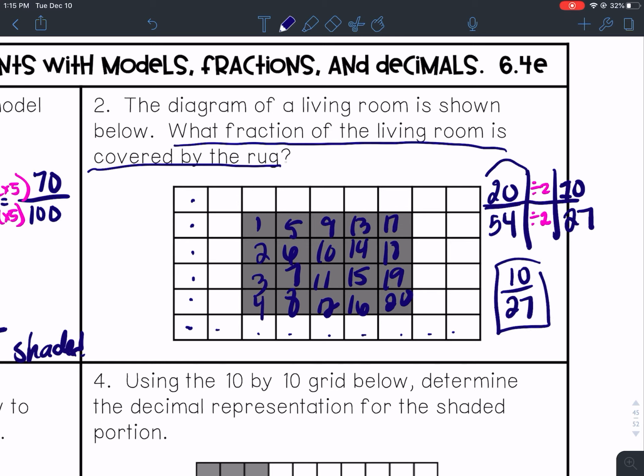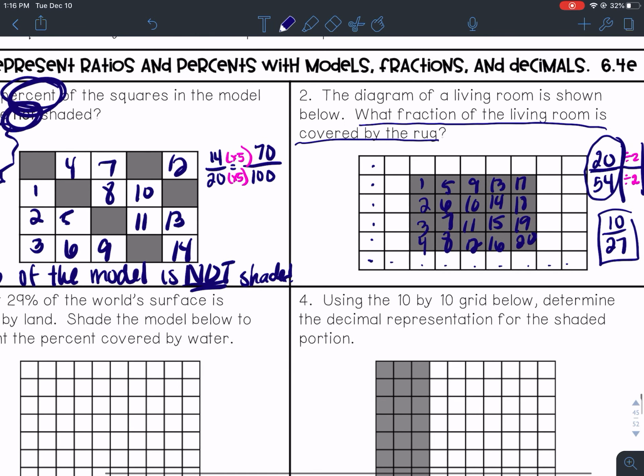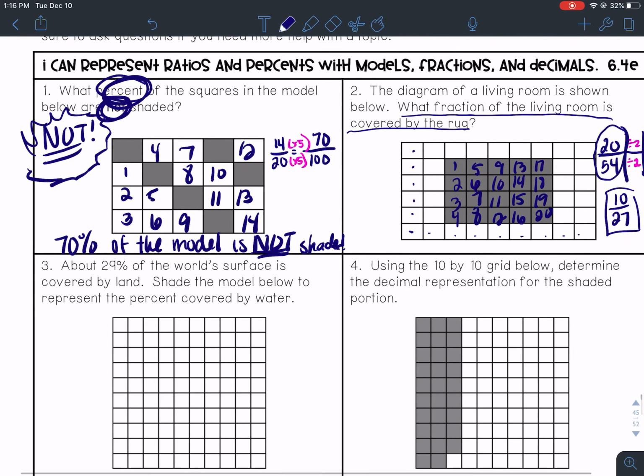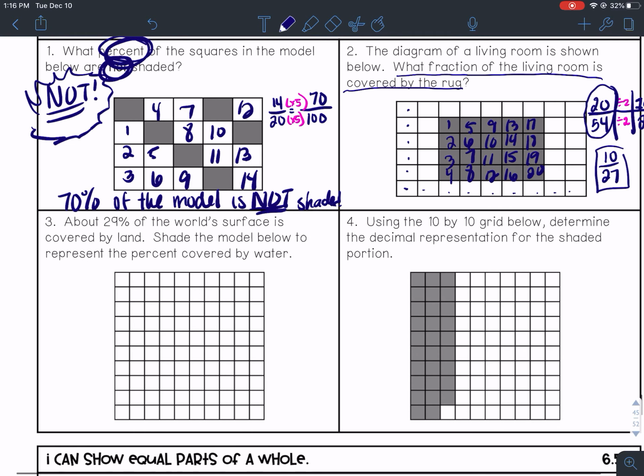If you just write 20 over 54, yes, you're technically right, but I want us to practice simplifying. Okay, it's never wrong to simplify. So yes, simplify.